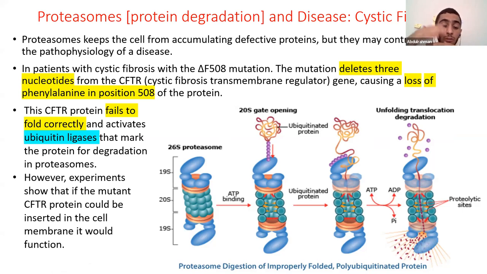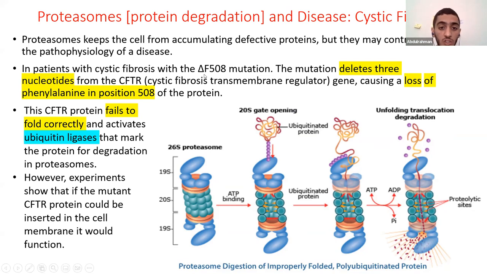We said for a protein to be broken down, it should be tagged by a specific structure known as ubiquitin. Ubiquitin is gonna be tagging the proteins for degradation. Once it's tagged with ubiquitin, it's gonna go over to the proteasome to be broken down. Now, what this slide is trying to describe to you is how proteasomes will lead to the disease known as cystic fibrosis. And what happens in this disease is basically there's a mutation.